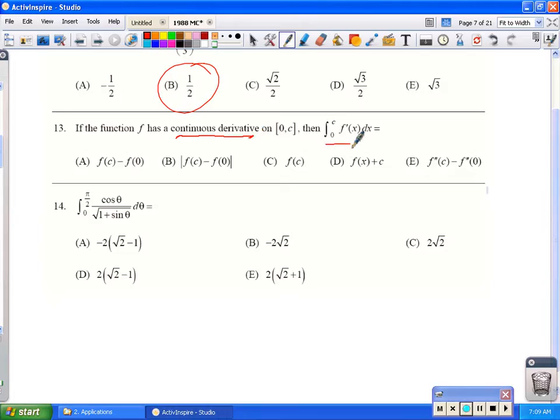Number 13, they tell me I have a continuous derivative, and that I'm trying to find the antiderivative from 0 to c. This is kind of a symbolic problem. In other words, they're saying how do you evaluate a definite integral? Well, when you evaluate the definite integral of f prime, you would get the original function f of x back, evaluated from 0 to c, so that would be f of the upper bound minus f of the lower bound, which is letter A.